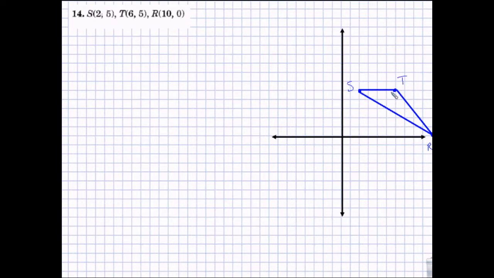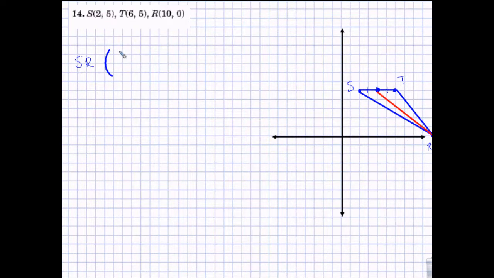I can easily find the midpoint of ST, correct? Because it's a flat line, so I can count how many spaces it is and go halfway between. So I have 1, 2, 3, 4. So it's 4 long, so the midpoint's going to be right here at 2. And so if I make that median, it's going to go from this point to that point. So far, okay? So now I need to find the midpoint of SR or TR. SR? Okay, so we're going to find the SR midpoint.